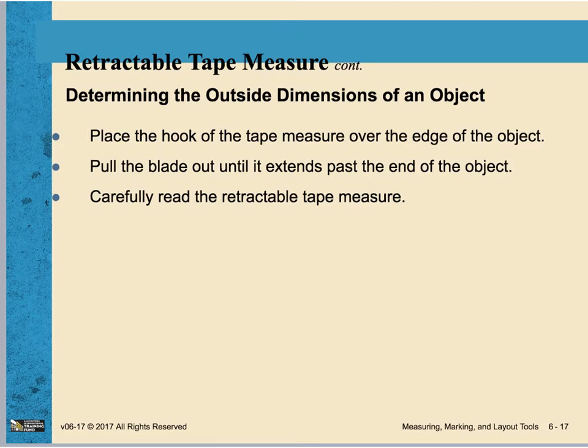To measure the outside distance of an object, place the hook of the tape measure on the outside edge of the object and pull the tape measure past the object, and then carefully read where the object ends on the tape measure to gather your measurement. When reading the tape measure, follow the examples that were given to you in the previous presentation.